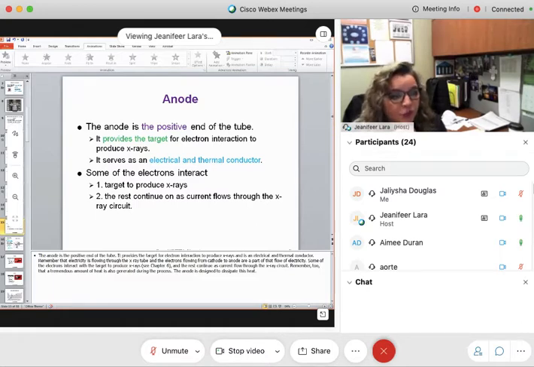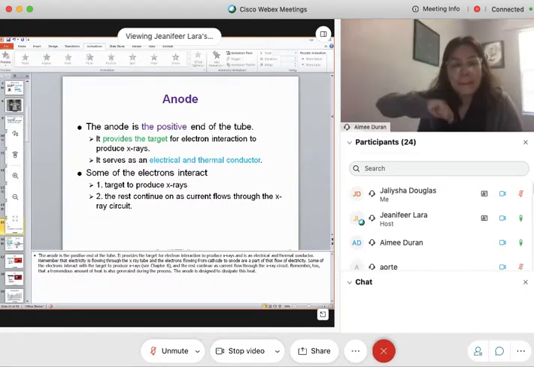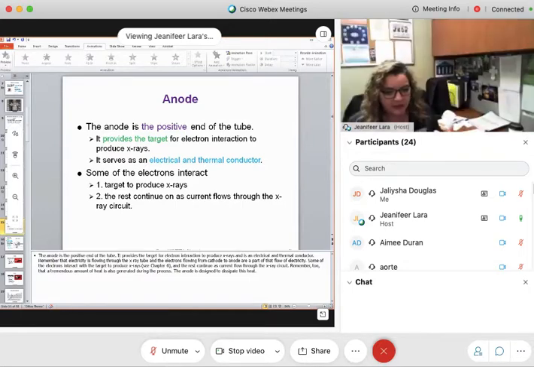What is attached to the rotor that we needed to spin? The disc. The anode disc. Perfect. You guys are doing awesome. You guys are talking physics to me. I love it.